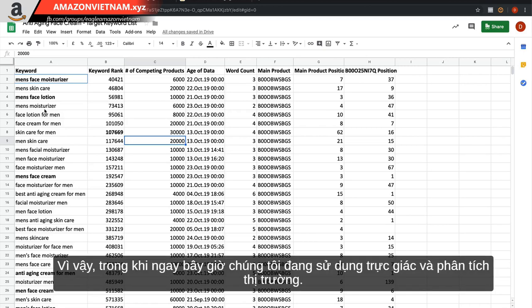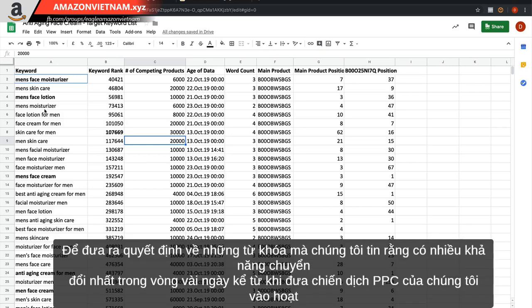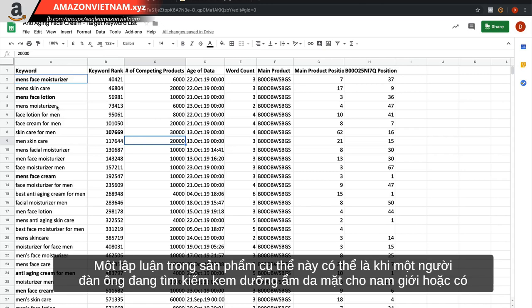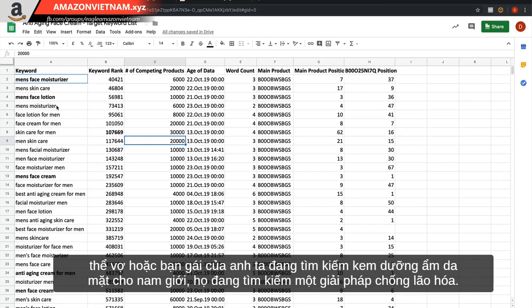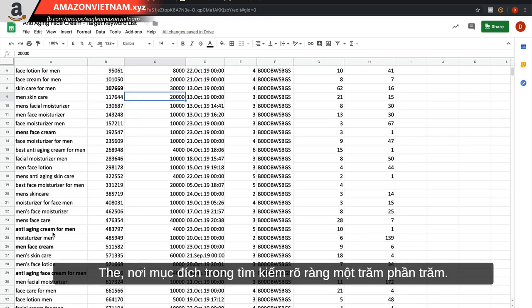So whilst right now we're using intuition and market analysis to make a decision on the keywords that we believe are most likely to convert, within a few days of putting our PPC campaign live, it will become very clear on whether we made the right decision or not, or whether we need to adjust our targeting strategy. An argument in this specific product might be that when a man is searching for men's face moisturizer, or maybe his wife or girlfriend is searching for men's face moisturizer, they are looking for an anti-aging solution. But because we can't be absolutely sure of that at this time, we have to go with keywords where the intent in the search is 100% clear.